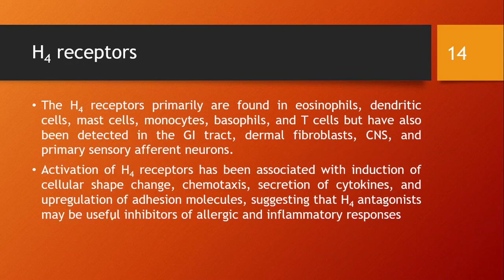Okay, so H4 receptors are primarily found in eosinophils, dendritic cells, mast cells, monocytes, basophils, and T cells, but have also been detected in the GI tract, dermal fibroblasts, CNS, and primary sensory afferent neurons. So if you see, the H4 receptors are found in a variety of locations.